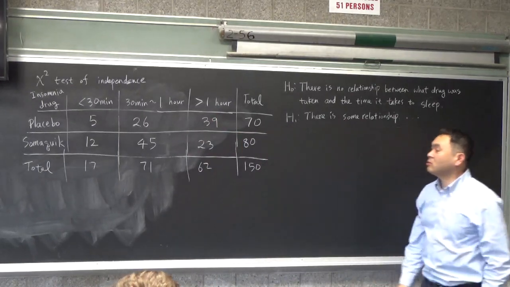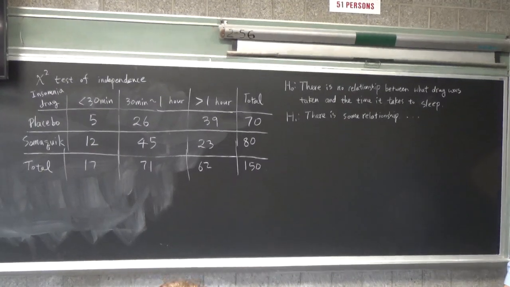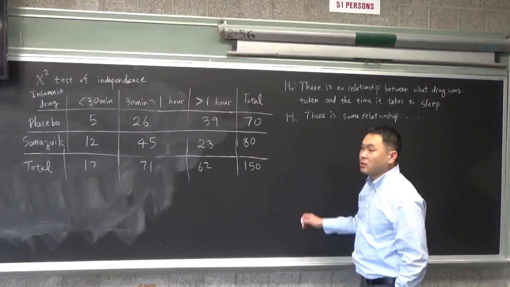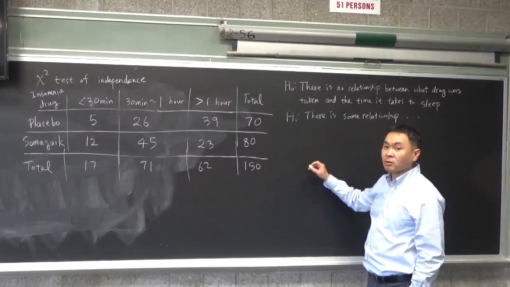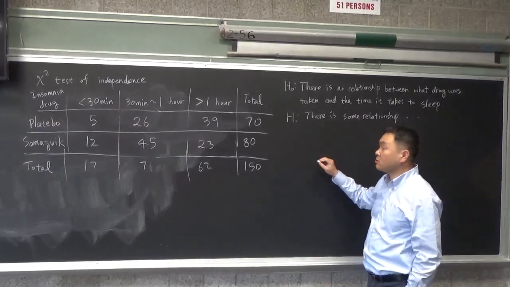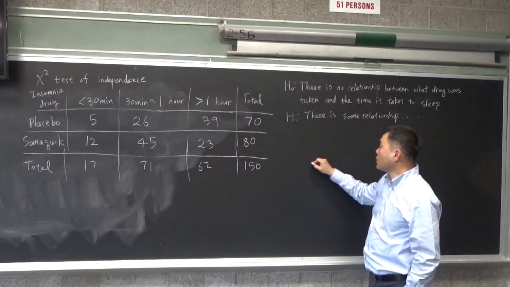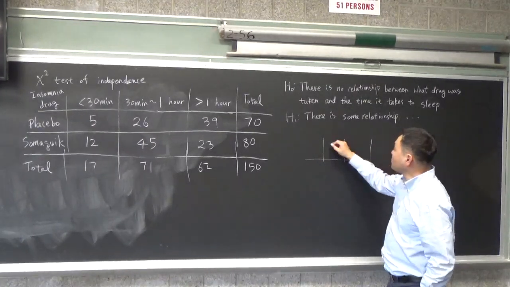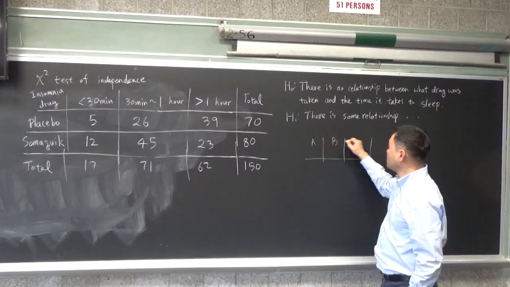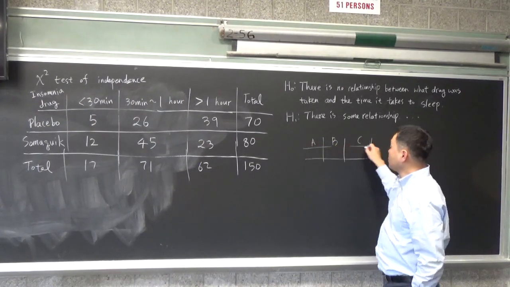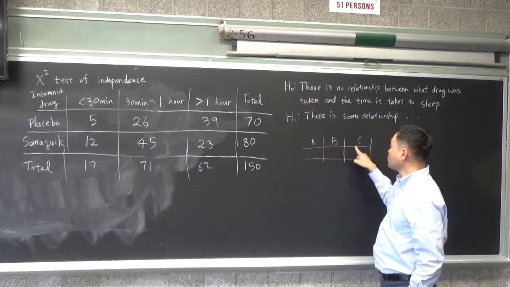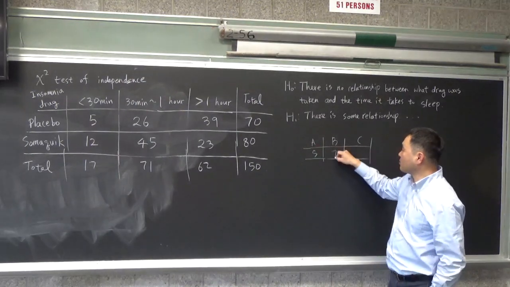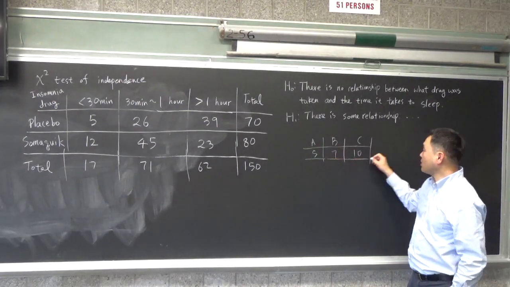But how would you actually show that using statistics? Last time we did the chi-square goodness of fit test. So if you recall what the chi-square goodness of fit test was, if you just had one variable or one group, and then you had different proportions, then different numbers here. So it's like if you had 5, 7, and then 10, so that the total is 22.